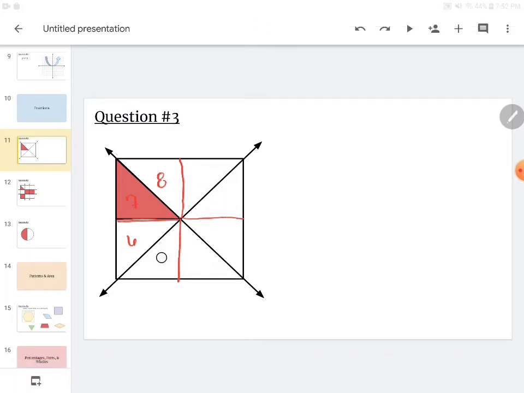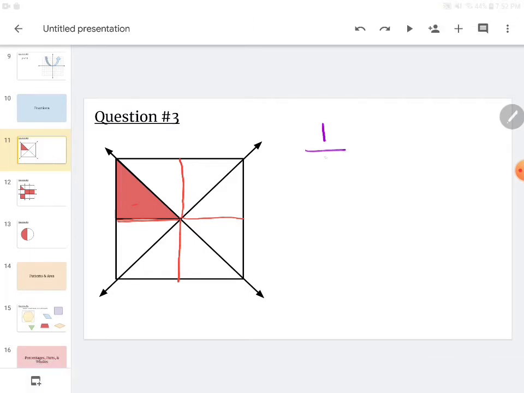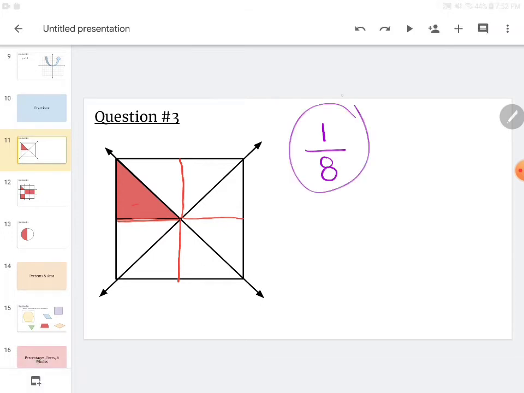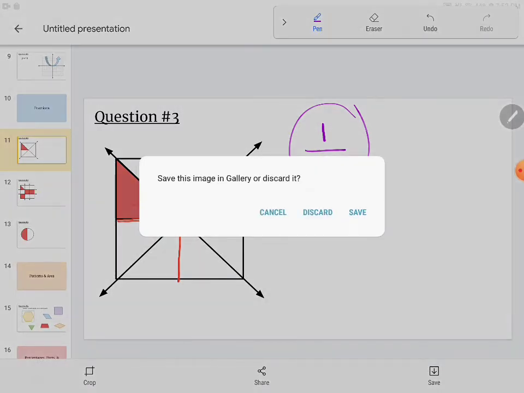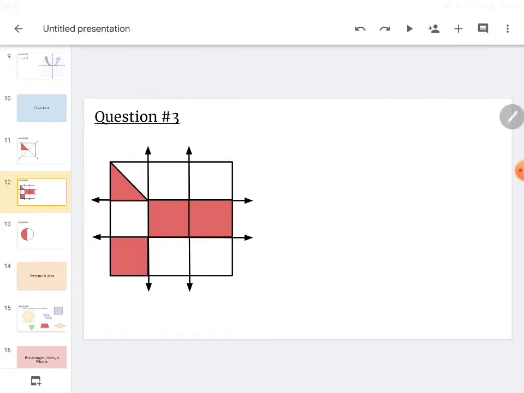So now all we really need to do is create our fraction. And our fraction is actually going to be very simple to create because we know that one of our square triangles is shaded out of our 8 sections. Therefore, our fraction would be 1/8. Again, we're going to try this method on another one. This one looks a little complicated. It's really not. It's pretty simple, actually.